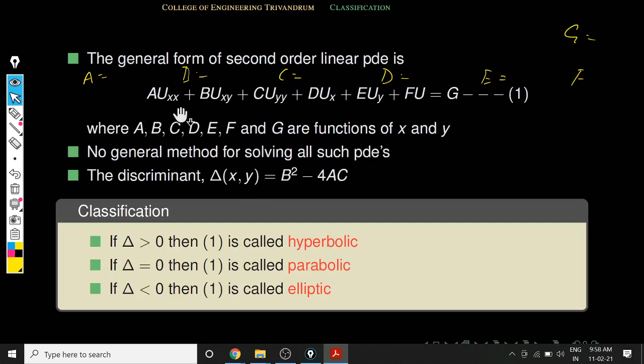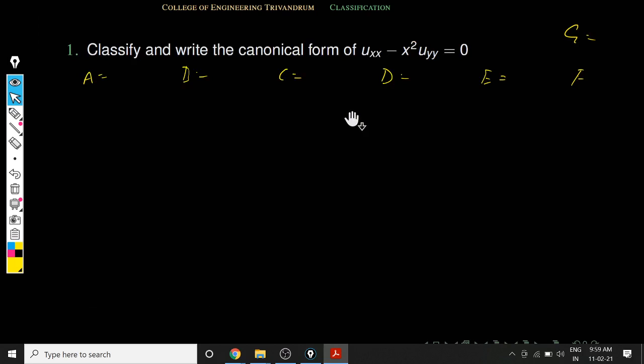This is our standard form: A uxx plus B uxy plus C uyy plus D ux plus E uy plus Fu equal to G. This is the standard form of the PDE. So comparing with the standard form, what is our A, B, C, D, E, everything? What about A? A is 1, B is 0, C is minus x square, then D is 0. Rest of everything is 0.